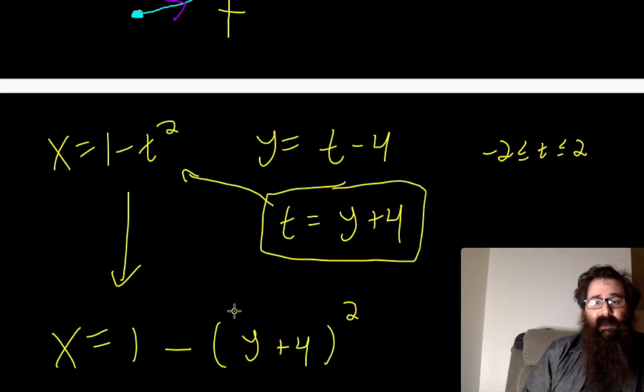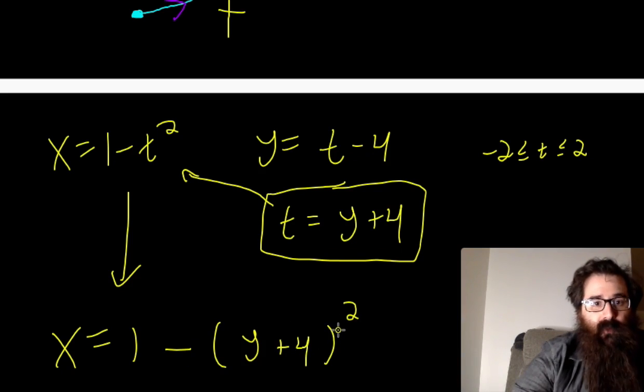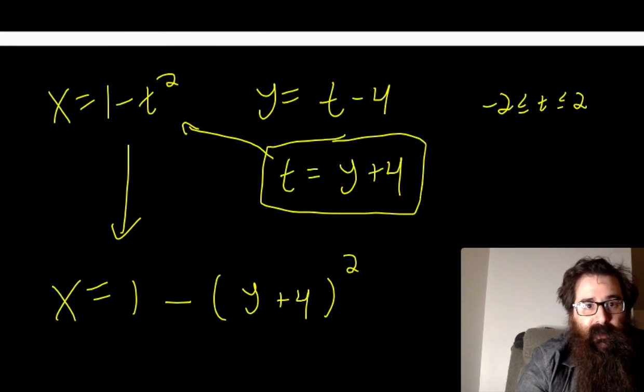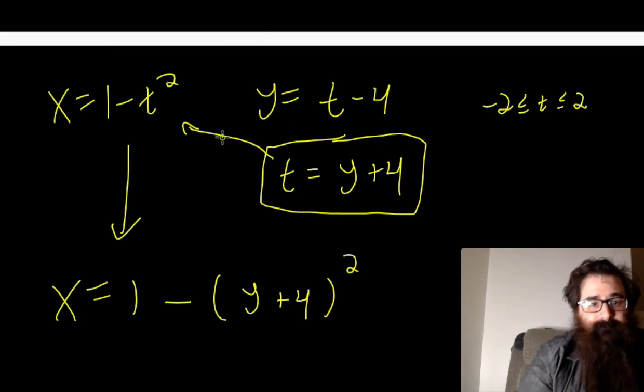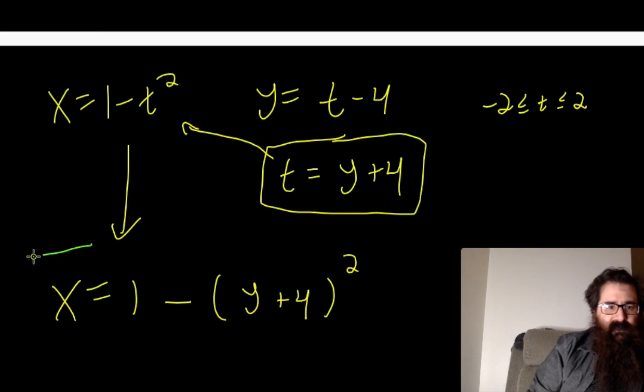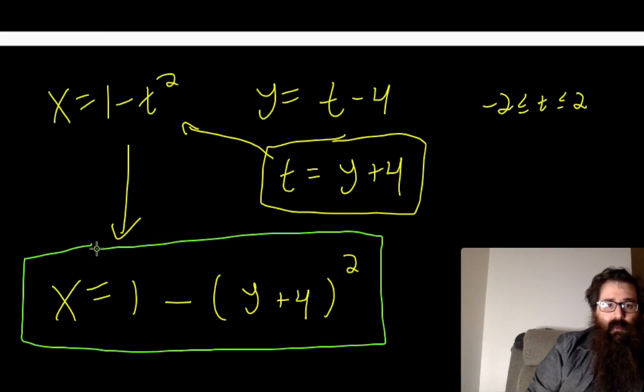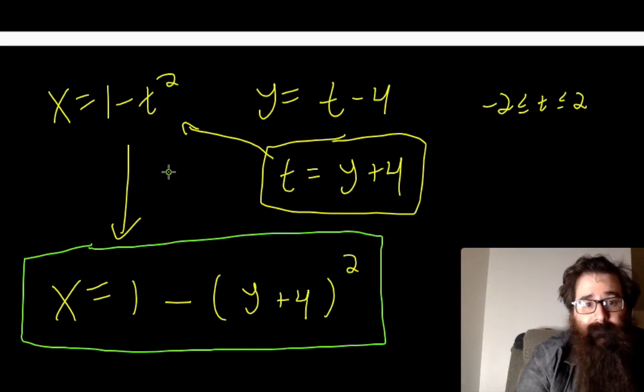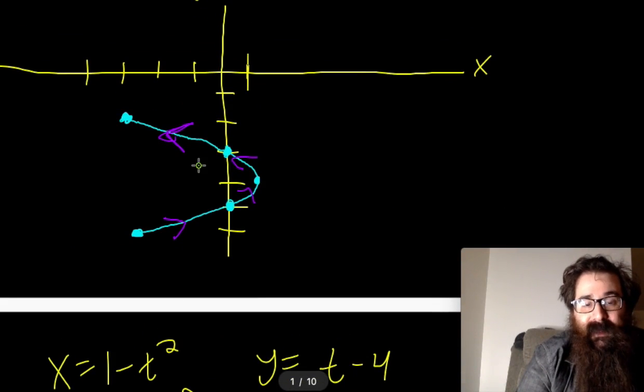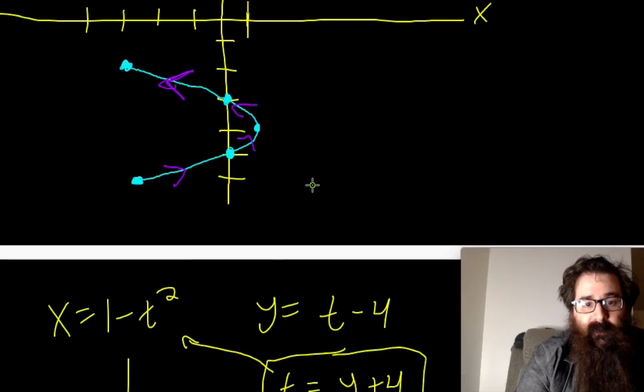And you could FOIL this out, distribute the minus sign through, and claim that that's a nicer way to present the final answer. But I think this is great just as it is. Here we have x as a function of y, which is likely what we would expect given the interesting orientation of the parabola that we have here.